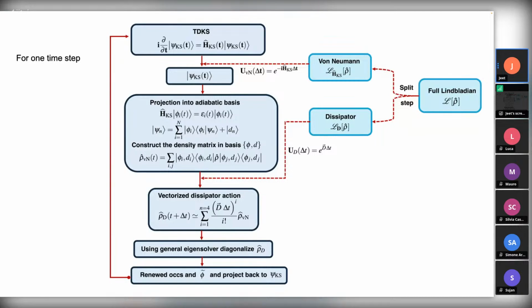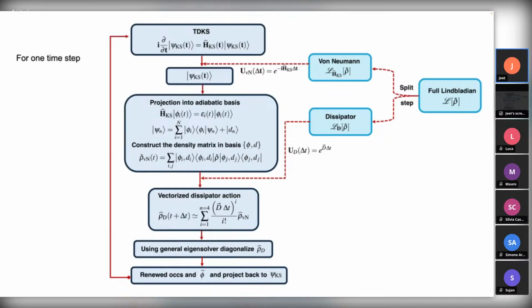So for one time step, our algorithm is like this. We have the full Lindbladian. For one step, we are using the split-step method, the Trotter decomposition. We separate the von Neumann evolution part and the dissipator part. First you use this evolution operator, e to the power i h_k delta t, and then we solve the TDKS, time-dependent Kohn-Sham equations. Then we get the time-dependent Kohn-Sham orbitals.